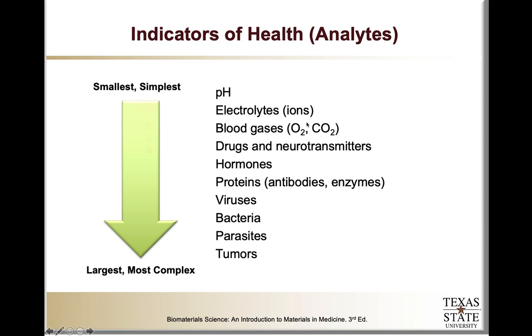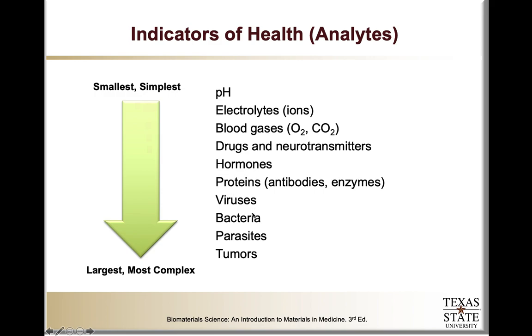Electrolytes or ions are basically the next step after the hydrogen ions, and this is concerned with the measurement of relevant ions like sodium ion and potassium ion that are associated with physiological processes. From there we go to blood gases such as oxygen and carbon dioxide, drugs and neurotransmitters, which are going to be small molecules. From here we go to hormones that are slightly larger molecules, proteins that are fairly large molecules, usually in the order of tens of thousands to maybe hundreds of thousands of kilodaltons. This includes antibodies and enzymes.